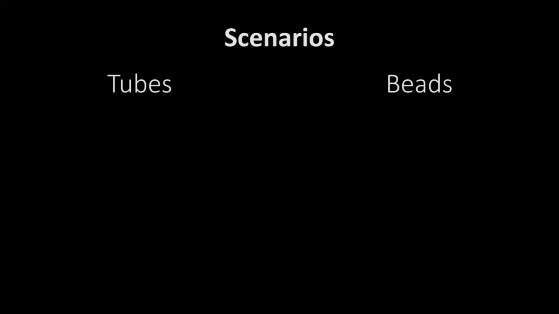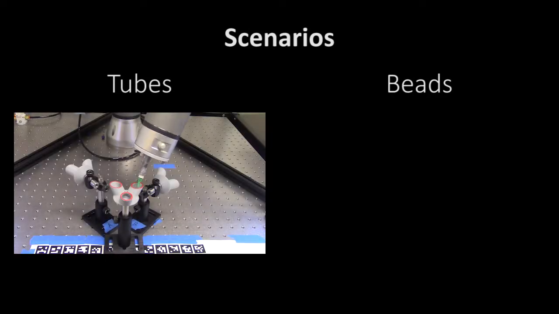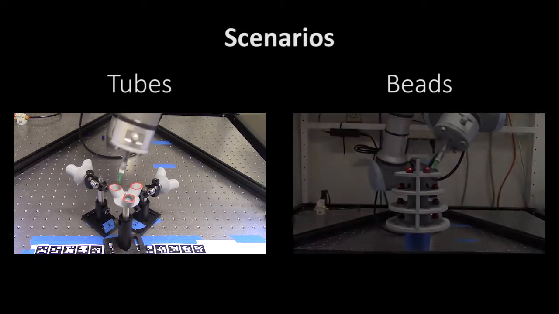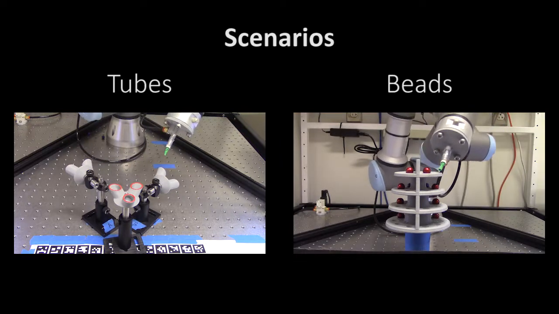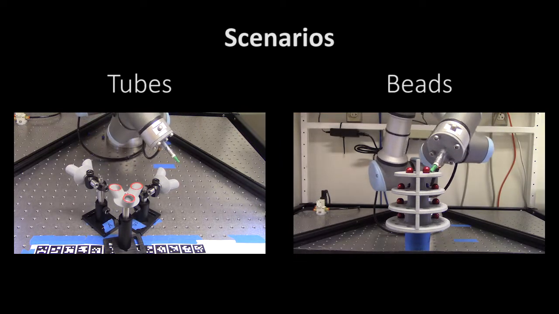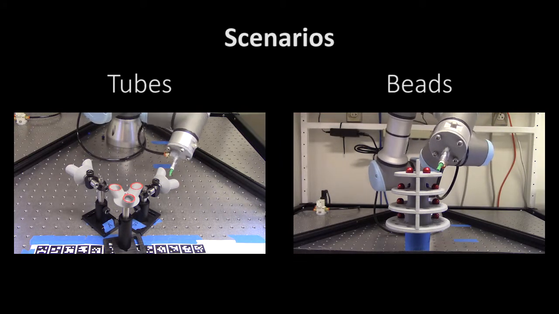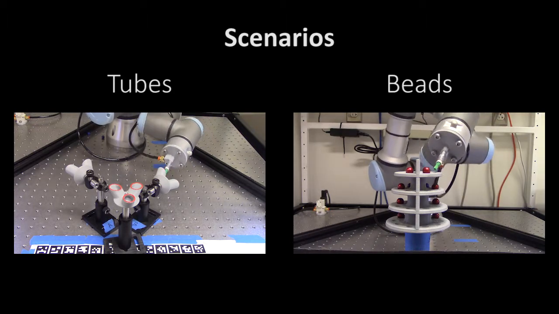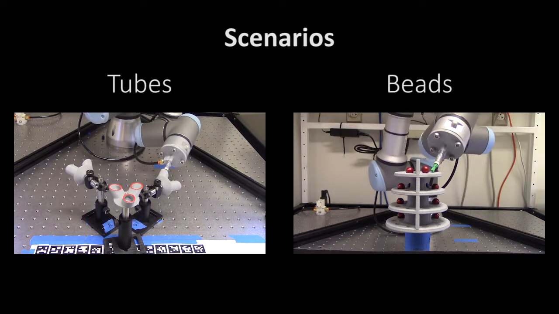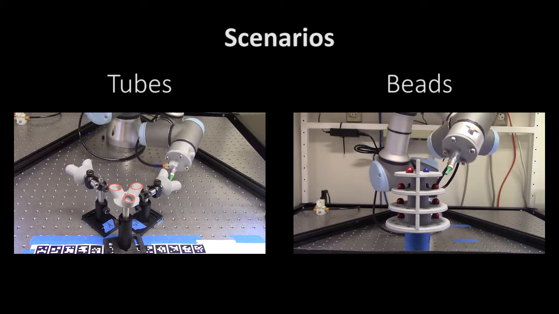We designed two scenarios to test our system. In the tube scenario, the operator was presented with 9 tubes in clusters of 3. The objective was to pass the tooltip into each opening and blow a puff of air. In the beads scenario, the operator was presented with 16 beads on a multi-layer structure. The objective was to dislodge each of the beads, starting with the red ones and then the blue ones, using only compressed air from the tooltip.